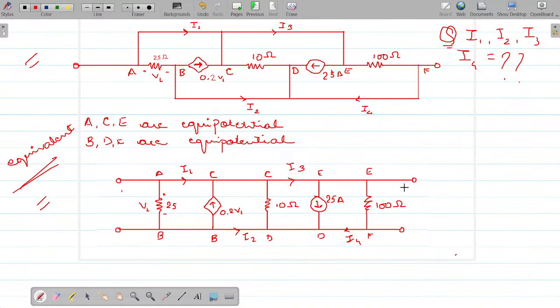But in general, tell me, this is all equipotential, this is all equipotential. How many nodes do you see? There are only 2 nodes in this network, right? So let me just ground this one.